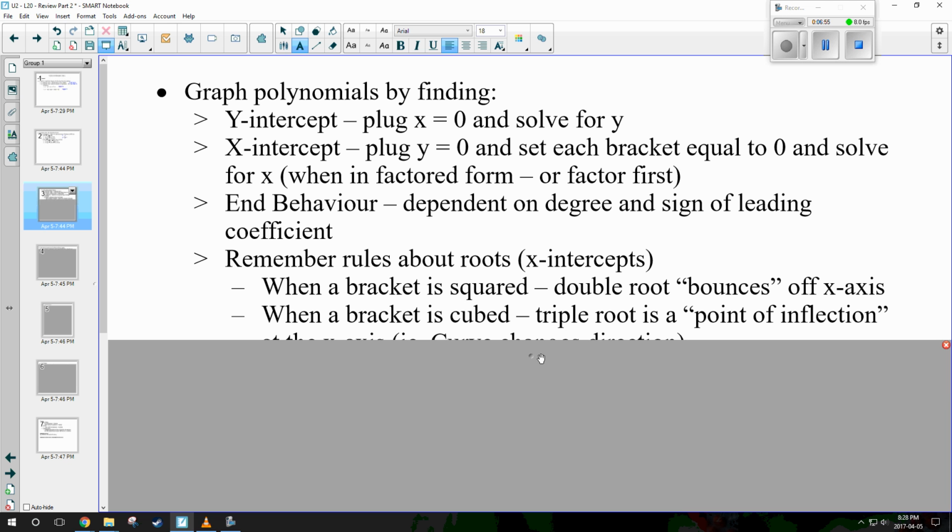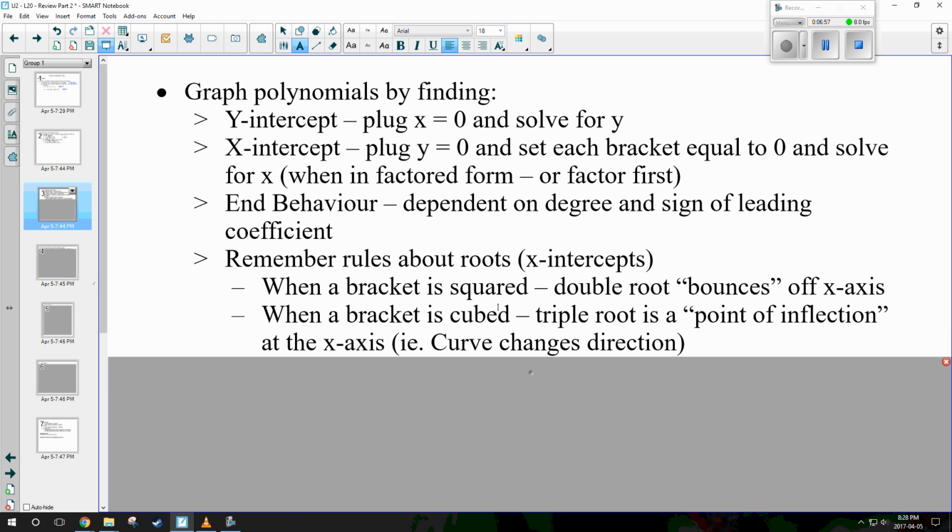The other rule is when the bracket is cubed, so there's a little 3. Remember, that's called a triple root, and on the graph, that's called a point of inflection. And the point of inflection means that the curve changes direction. So if it's coming up in an N shape, it then changes into a U shape instead. The curve changes the direction that it's going in, and again, that's at the x-axis.